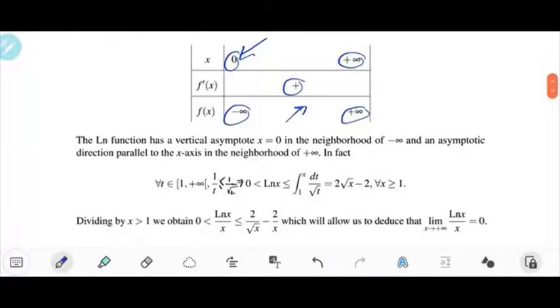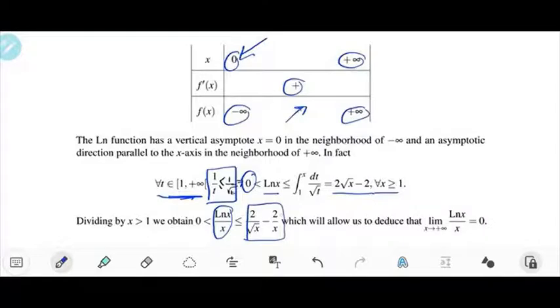So let's check it. We know that 1 over t is less than 1 over square root of t when t belongs to 1 to plus infinity, right? So we integrate both sides in here. We will have the integral of 1 over t between 1 and x, which is Ln of x, and the integral of 1 over square root of t between 1 and x, which is 2 radical x minus 2. And this is always positive because we have t that is between 1 and plus infinity, and x greater than 1. So if we divide everybody by x, we'll have Ln of x over x between 0 and this term in here.